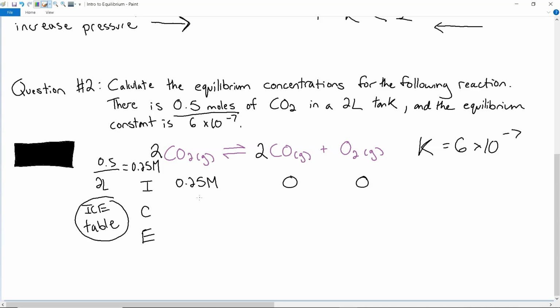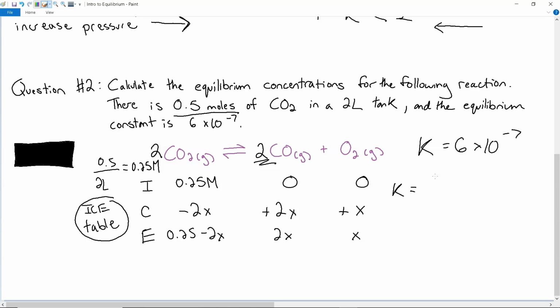All right. So we are going to see a 2x decrease in CO2 because of our molar ratios. We are going to see a 2x increase for carbon monoxide, again, because of the molar ratios. And oxygen is a 2-to-1 mole ratio, so that will only be a plus x. So we want to represent our equilibrium. We can do that like so. And now we have a complete ICE table.